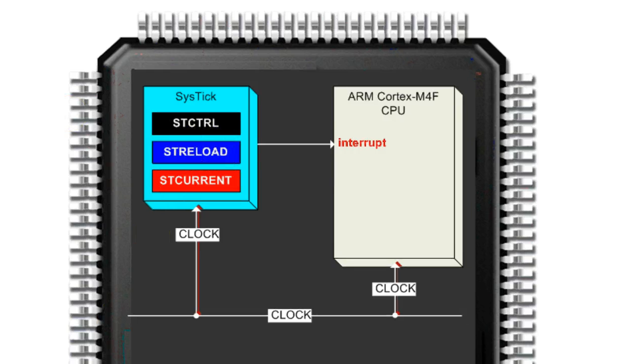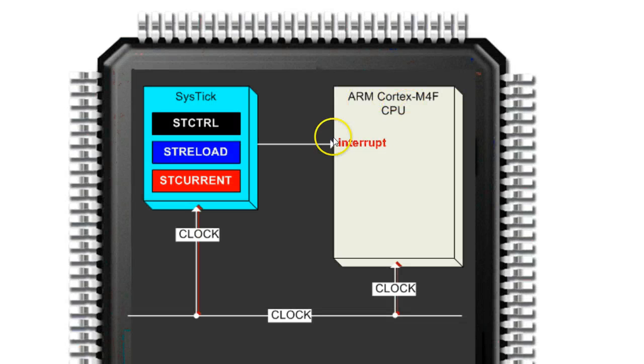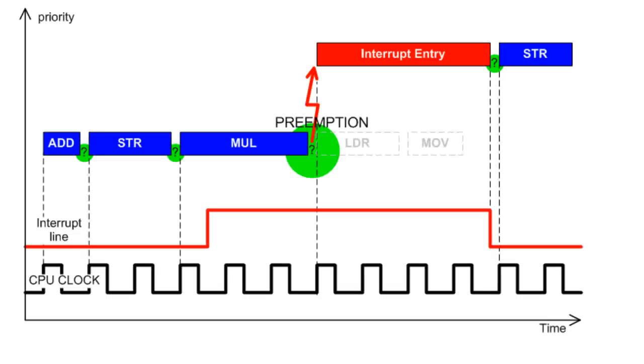By writing a different value into the SysTick load register, you can set up a different time between the interrupts. The second piece of the puzzle is your CPU, and specifically how it listens to the interrupts coming through the interrupt line.